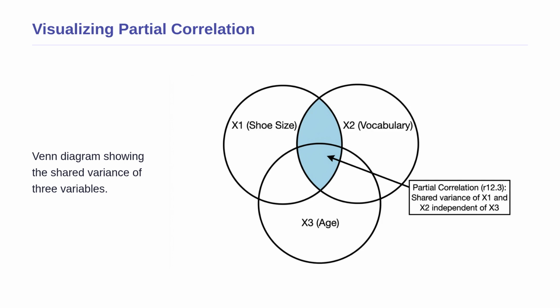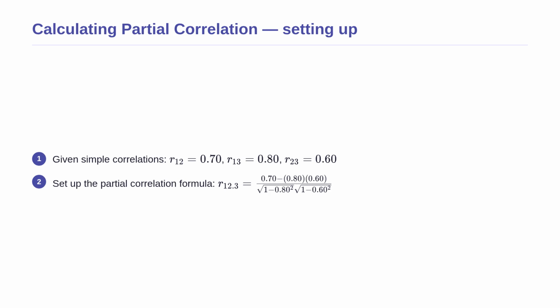This visually demonstrates how partial correlation isolates the unique relationship between two variables by entirely removing the overlapping influence of a third control variable. Let us apply this to a real example.